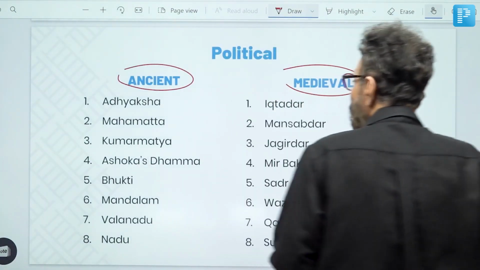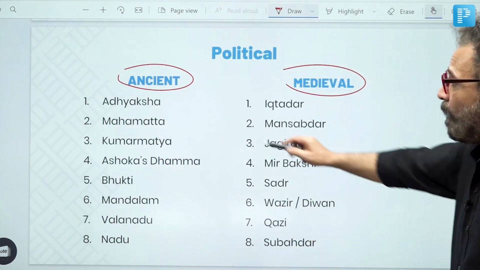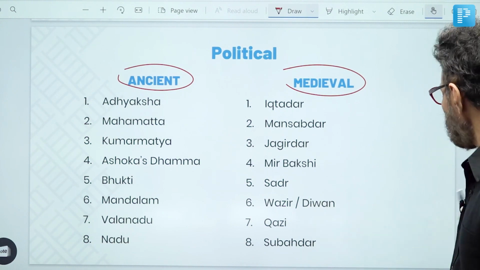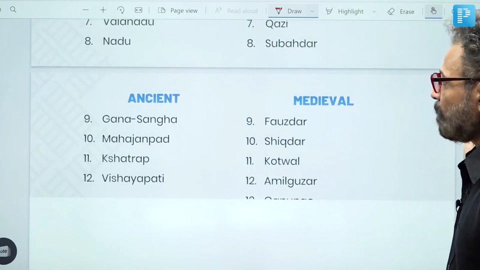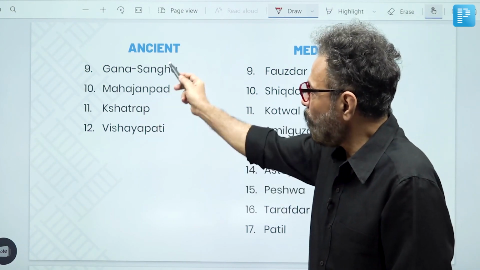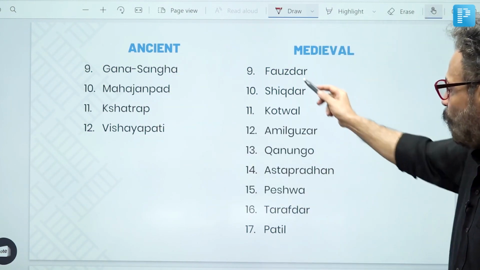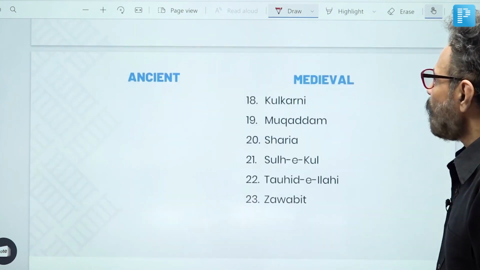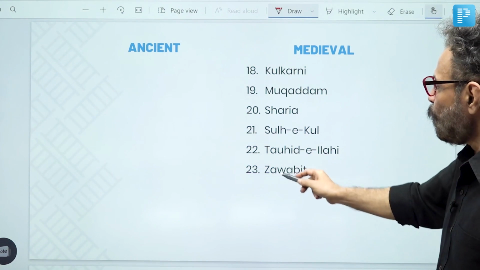But the list is long. Here in ancient you have 8, here you have 8. Then again, this continues in the next presentation. You have 9 to 12 in ancient, and medieval you have 9 to 17, and it further continues, 18 to 23.